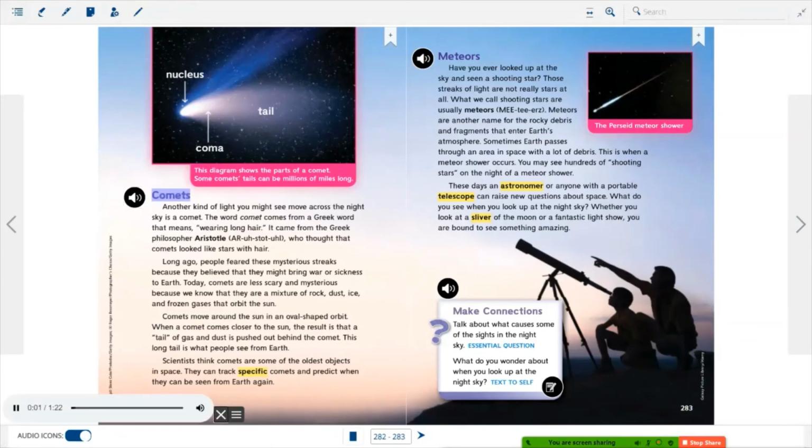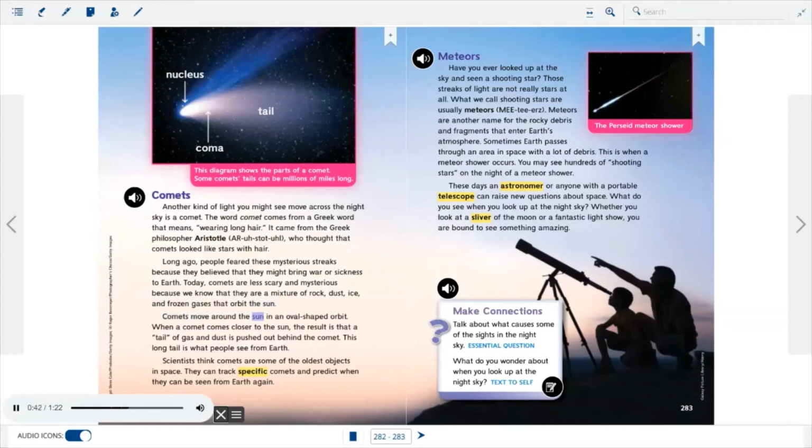Comets. Another kind of light you might see move across the night sky is a comet. The word comet comes from a Greek word that means wearing long hair. It came from the Greek philosopher Aristotle, who thought that comets looked like stars with hair. Long ago, people feared these mysterious streaks because they believed that they might bring war or sickness to Earth. Today, comets are less scary and mysterious because we know that they are a mixture of rock, dust, ice, and frozen gases that orbit the sun.